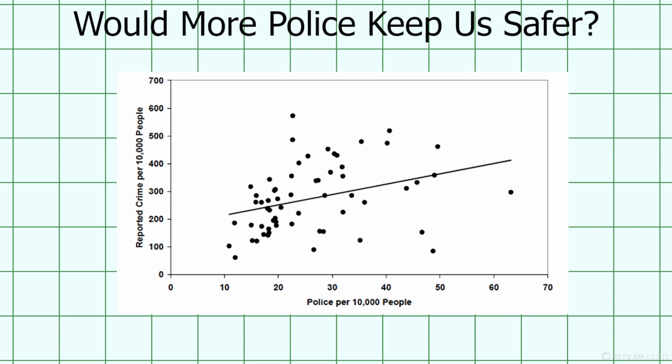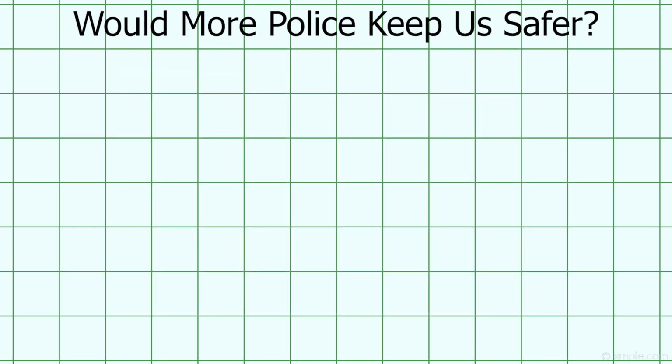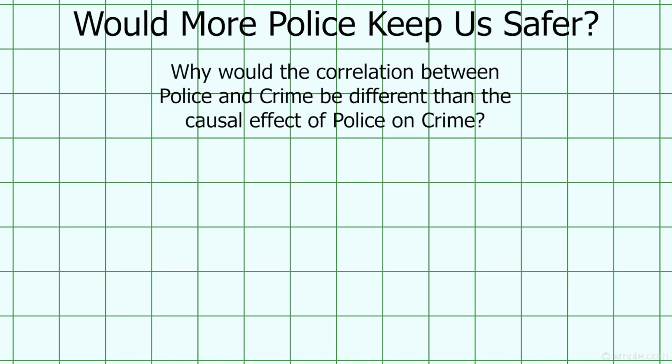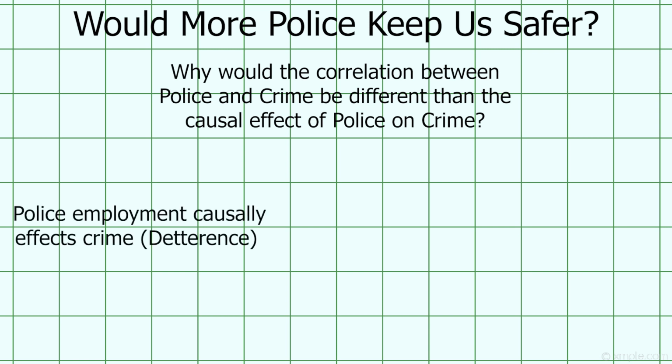Well, don't start a hashtag yet. Remember, correlation is not causation. But let's go a little deeper on this. Why might the correlation between police employment and crime be different than the causal effect of police employment on crime? What's likely going on here is that there are two causal effects occurring at the same time. Police employment causally affects the crime rate, likely by deterring criminals, as economic theory would suggest.